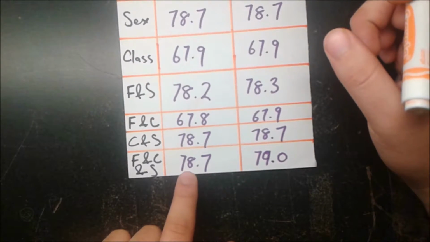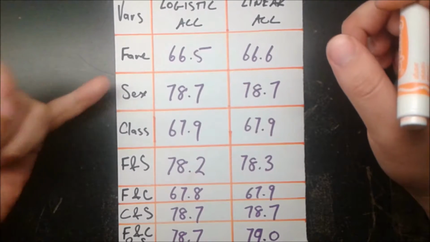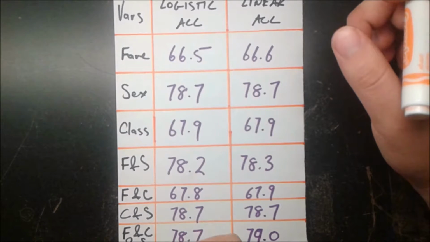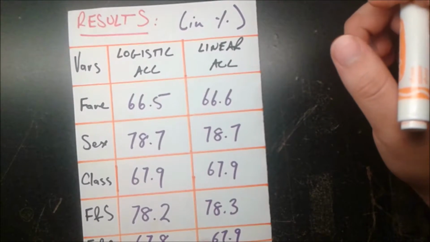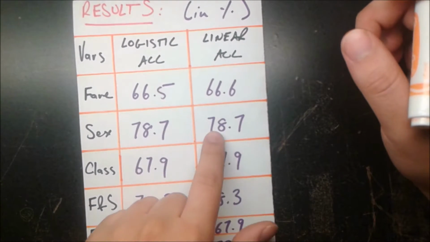So if we take all three together, we get 78.7% in the logistic case, which is the same as we got taking just sex alone. So why would we take three variables when we can just do one and get the same accuracy? In this case, we have 79% if we take all three in the linear case, versus the 78.7 that we see in the case of just sex.